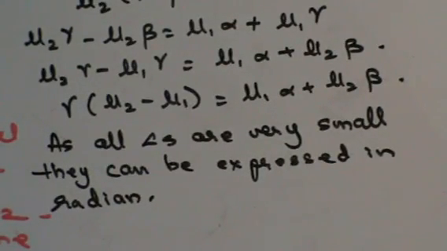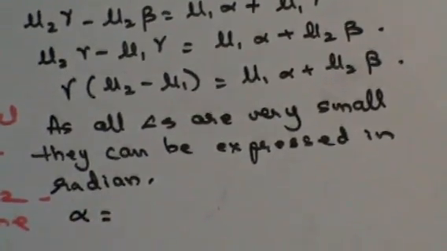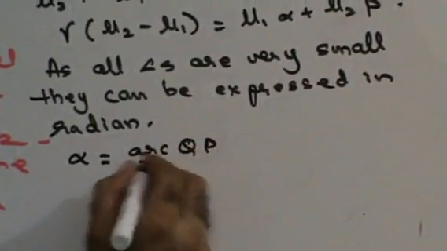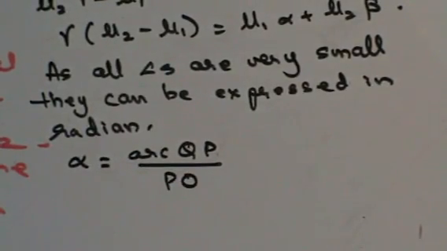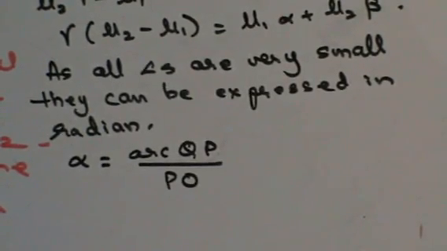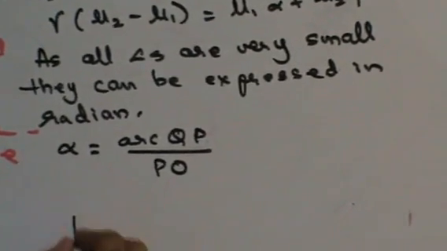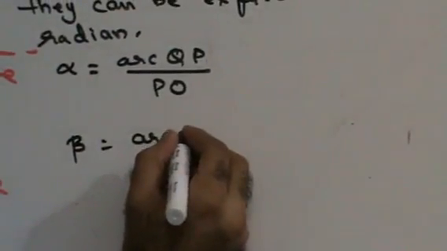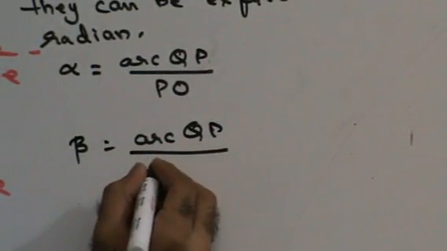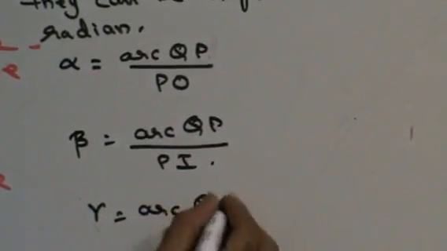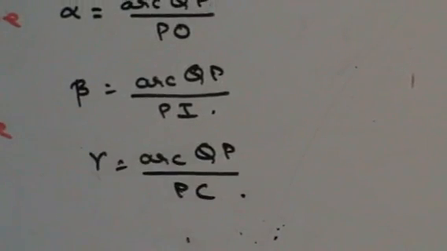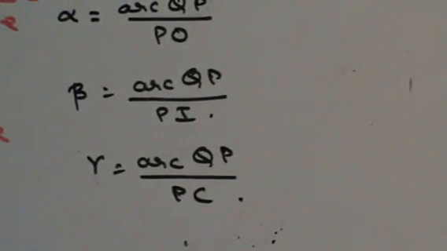Now, guys, let's consider this. What will be angle alpha? Length of the arc is arc QP upon the radius, and the radius there is going to be nothing but PO. Length of the arc is equal to radius into the angle. Similarly, I can say beta is arc QP upon PI, and gamma is equal to arc QP upon PC. Once I know the values of alpha, beta and gamma, I can substitute them in the previous equation.